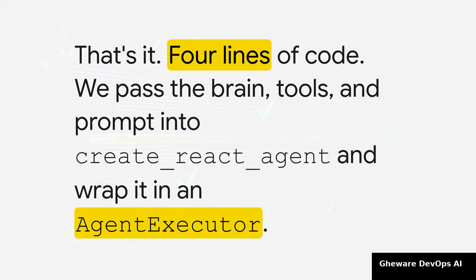Now let's look at the code that brings this all to life. It's surprisingly simple. First, we create a basic Python list called tools that just holds our calculator and time tools. Second, we pull down a pre-built prompt from the LangChain hub. This specific one is called React, and it's designed to help agents reason and then act. Third, we pass our LLM, our tools, and that prompt into the Create React Agent function. This is what assembles the core logic. And finally, we wrap that whole thing in an agent executor. That's the engine that'll actually run the agent. And that's it. 4 key lines of code.